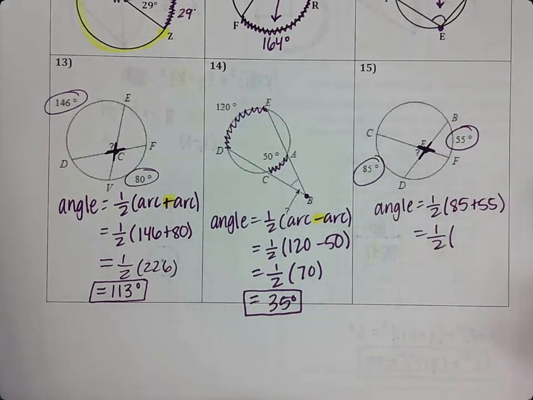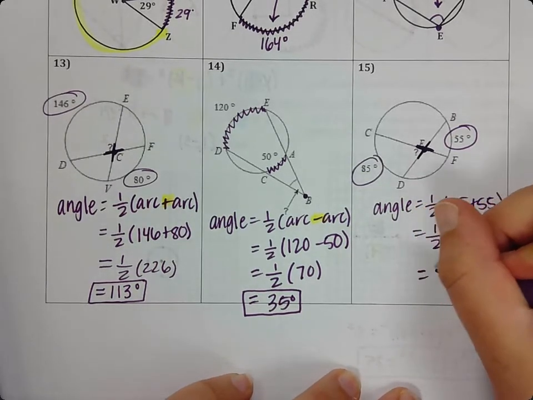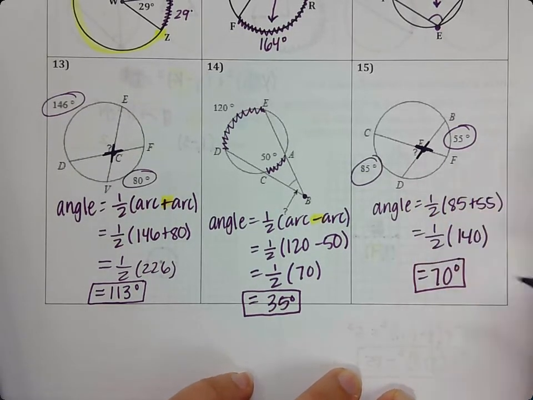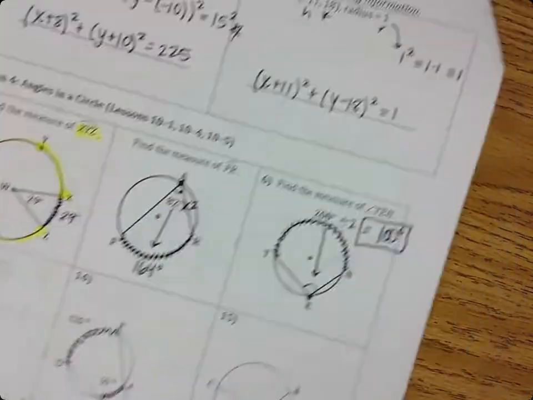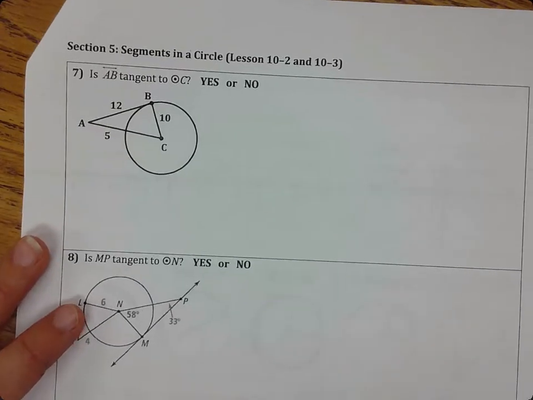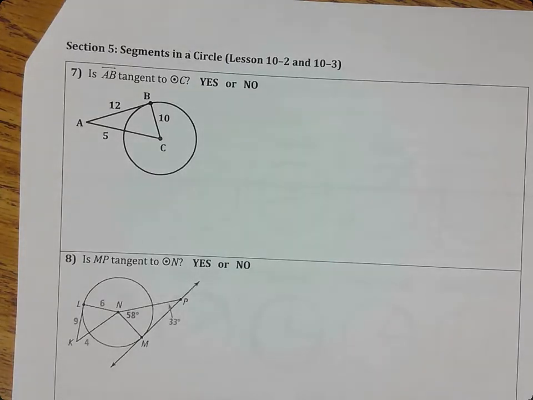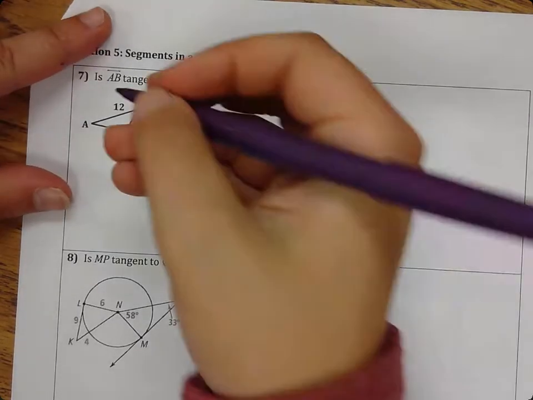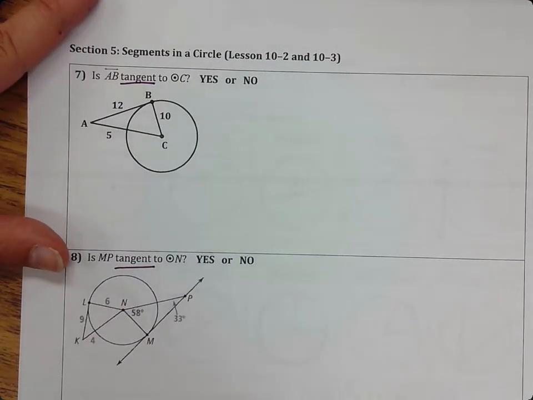85 plus 55 is 140, and half of 140 is 70 degrees. So there's my second page done, and we are on to the last ones. If we flip over, our next section is our tangent segments in a circle. And the one thing we want to remember is that when things are tangent, they form 90-degree angles.